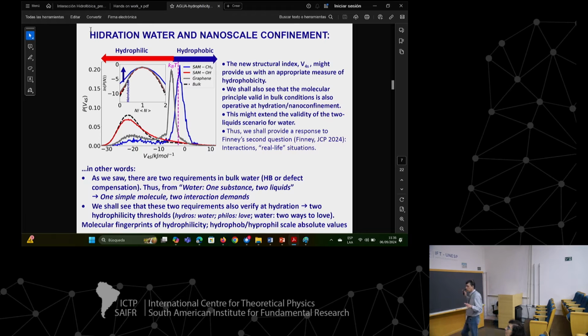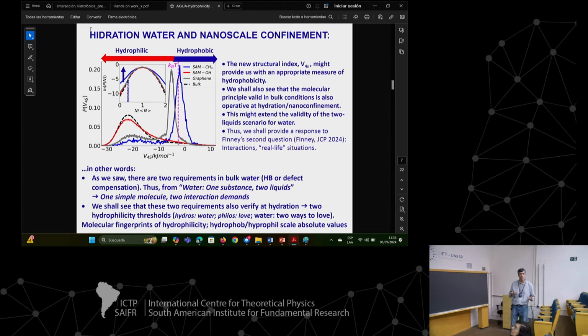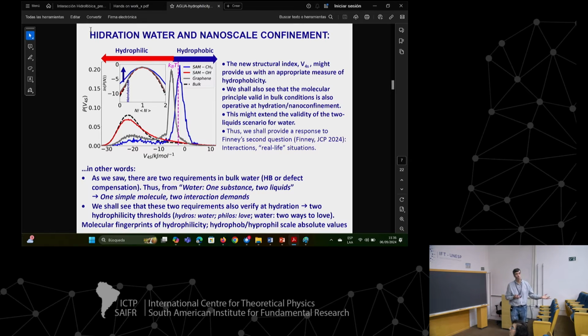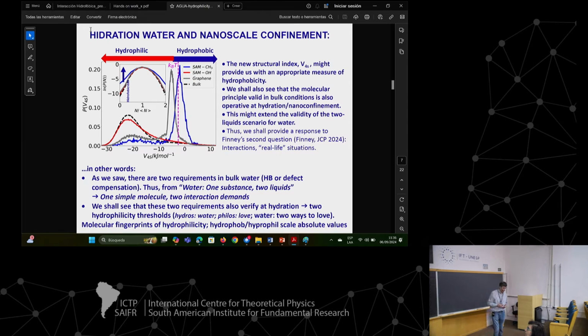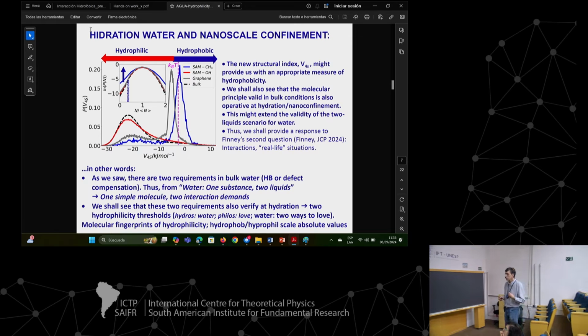The idea is that we are thinking of one molecule with 2 interaction requirements. And if this happens in bulk water, does this translate into its behavior when water interacts with other kinds of molecules, with surfaces, for example? The idea is, do you have to satisfy these 2 requirements when water interacts with other things? Well, that's what we're going to see.